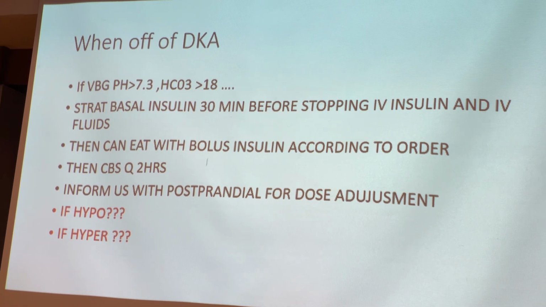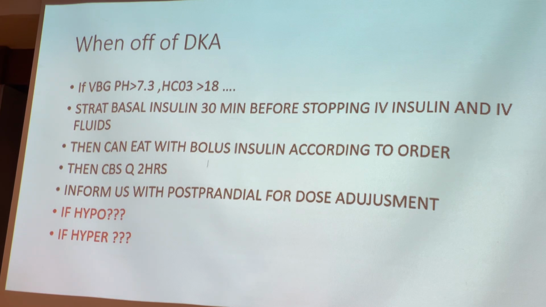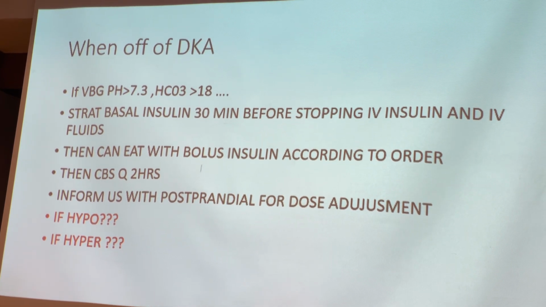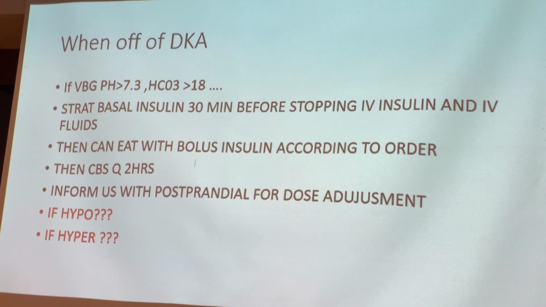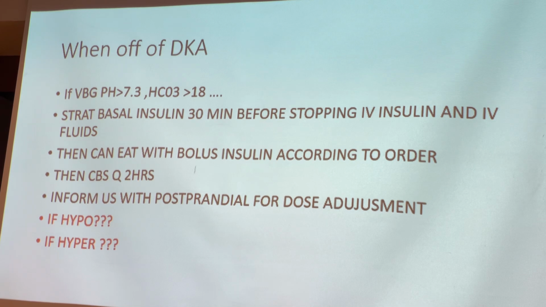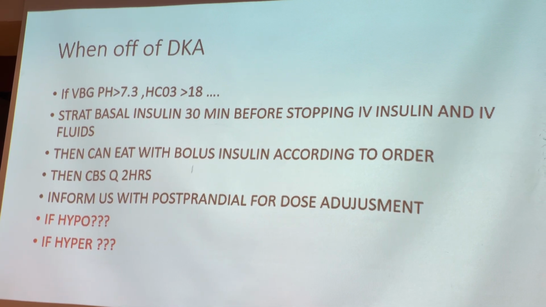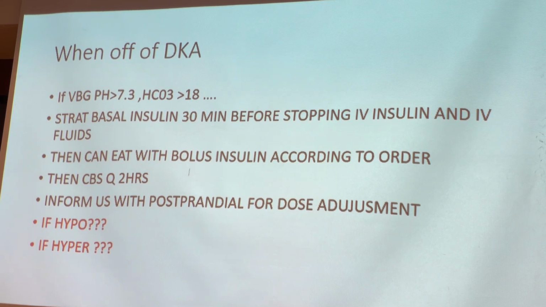Okay, now when do we consider the patient off DKA? As Dr. Naseem said, if the bicarbonate is more than 18, we can consider that the patient is almost off DKA, even if the ketone is negative or +1 or trace, it's okay. This is the time we have to shift to sub-Q insulin. How will we shift? We will start the basal insulin. You will inform the doctor that there is already the result.